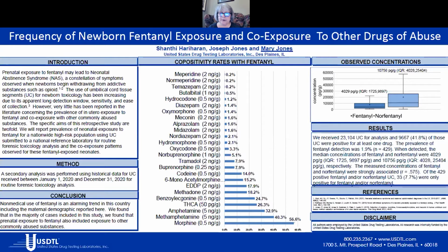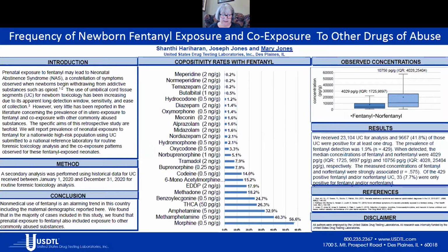It's important to note here that fentanyl, when administered medicinally or taken illicitly, is metabolized in the body to norfentanyl. The presence of either would indicate fentanyl exposure.